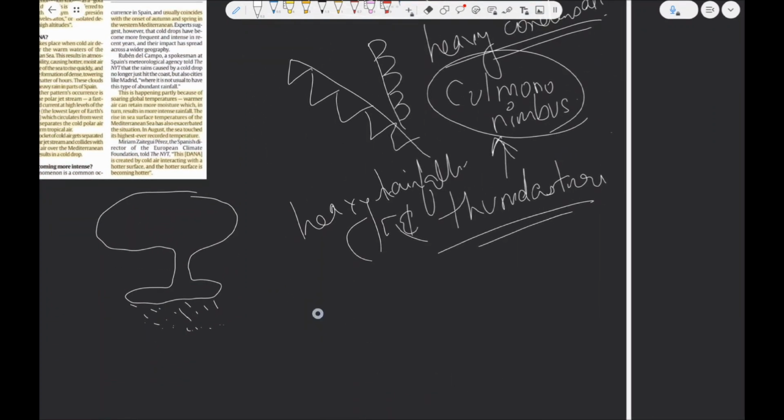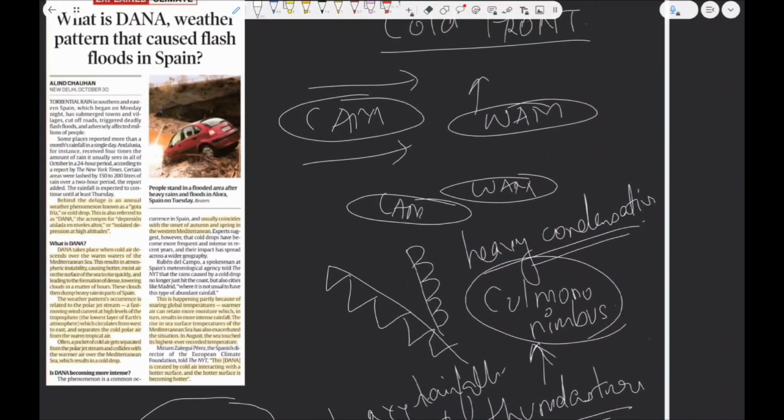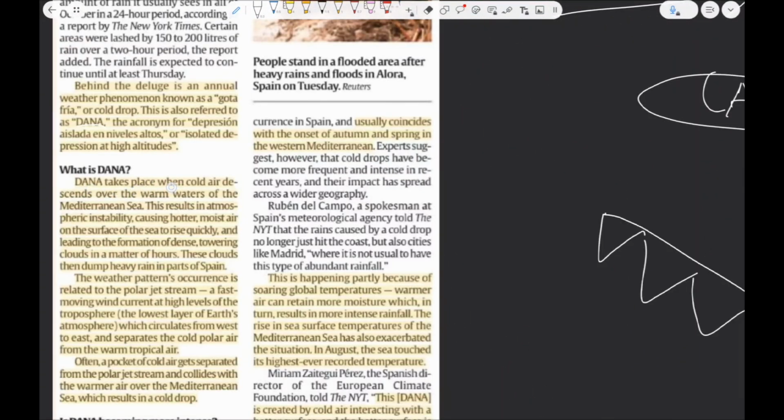This is also a part of temperate cyclones. This is how a temperate cyclone is also formed. But the same thing is happening here as well. Dana takes place when cold air mass descends over the warm water of the Mediterranean Sea. This results in atmospheric instability, causing hotter, moist air on the surface of the sea to rise up quickly. And why are they rising up quickly? Because of the cold air mass, which is pushing it upward. Towering clouds form in a matter of hours. These clouds dump heavy rain in parts of Spain.